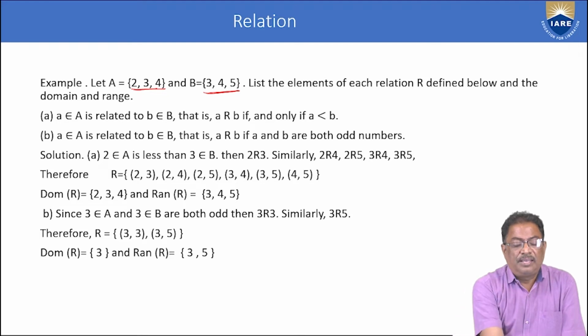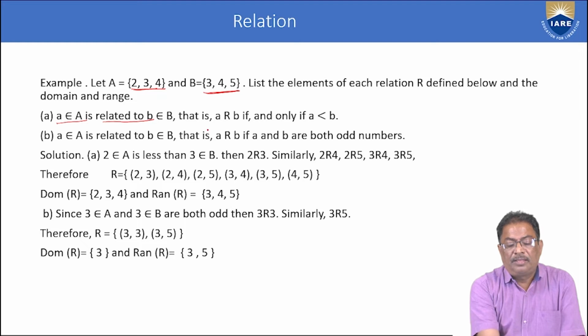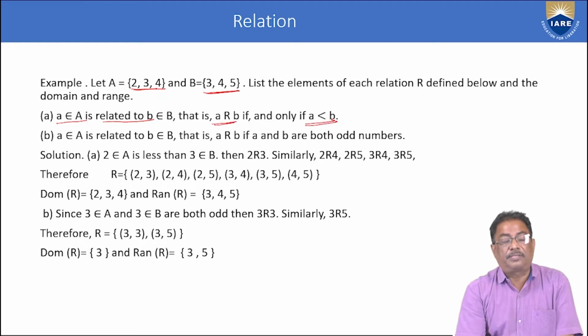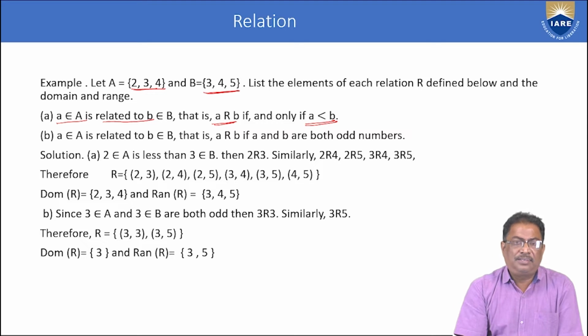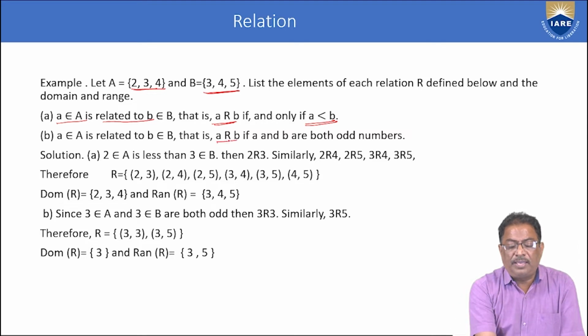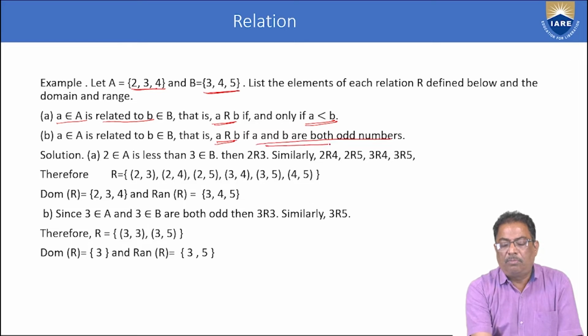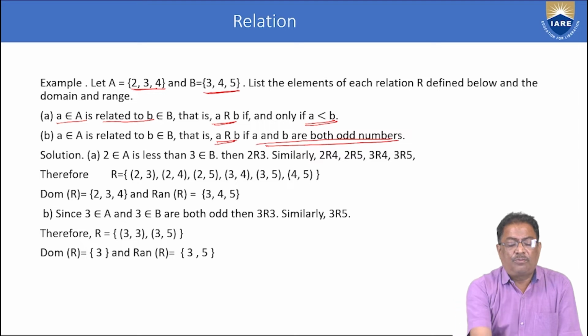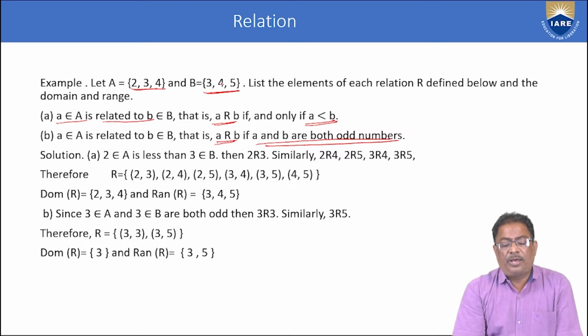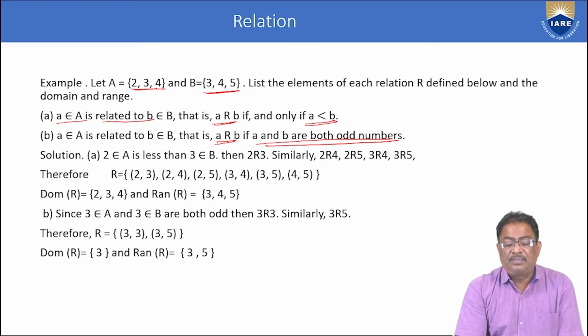So first one is A is related to B, which is satisfying this property. Next, A is related to B, which is satisfying this property. And next, A is related to B where both are odd numbers. Okay.